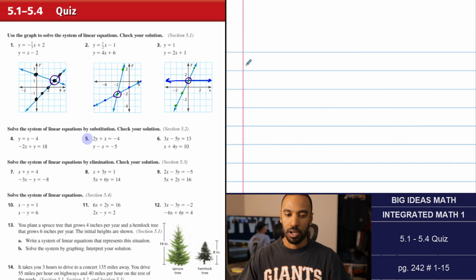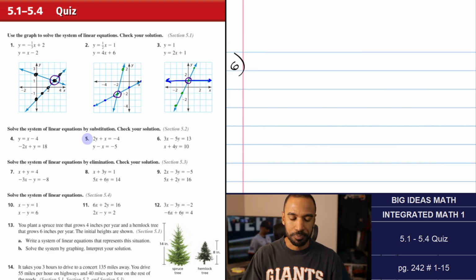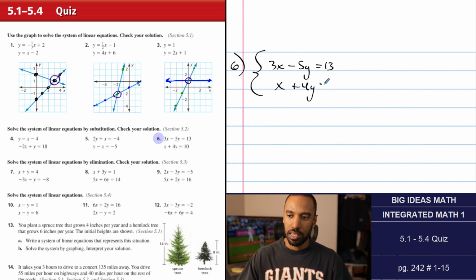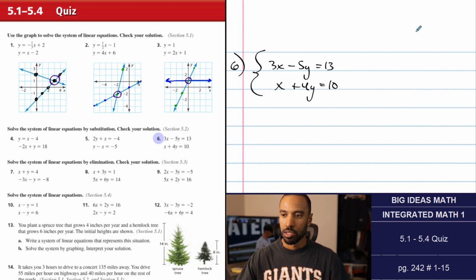Number 6, our last one on substitution before, maybe they have a set on using any method or maybe on word problems. 3x minus 5y equals 13. I don't really see anything I'd like to get by itself there. But on the next one, x plus 4y equals 10. The only one that's really fast to get by itself is just this x right here. So let's go ahead and subtract 4y over.